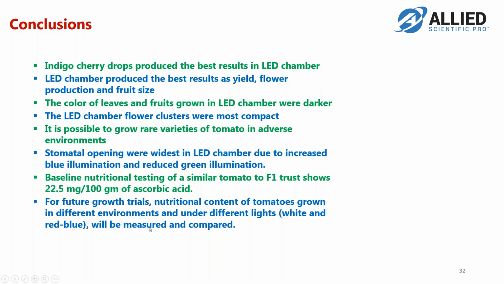Baseline nutritional testing of a similar tomato to F1 Trust shows 22.5 milligrams per 100 grams of ascorbic acid, which is just vitamin C. And we will compare this with our future measurements. And from each variety, we will measure it. And finally, for the future growth trials, nutritional content of tomatoes grown in different environments and under different lights, which are white and red-blue, will be measured and compared.